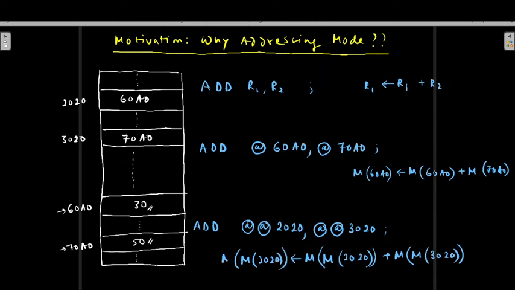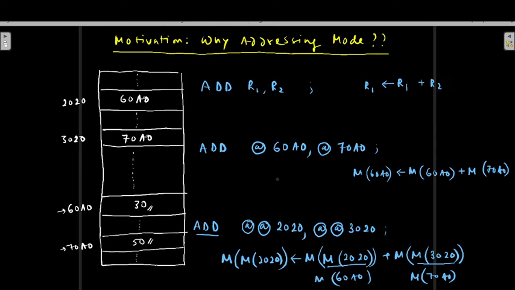Now what is the meaning of this instruction? This third add instruction says that the content of this location, so M of 2020 holds the value 60A0, that is it actually adds the value at 60A0 with the content of 70A0. So here this will become M of 60A0. Now the value of 3020 is 70A0, so it will be again M of 70A0.